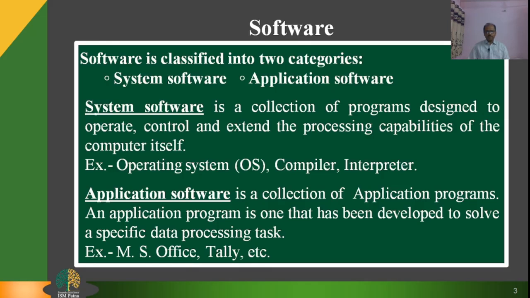come under the purview of system software, whereas application software is a collection of application programs, and an application program is one that has been developed to solve a specific data processing task. The prominent example is MS Office, and lakhs of application programs are available for use.